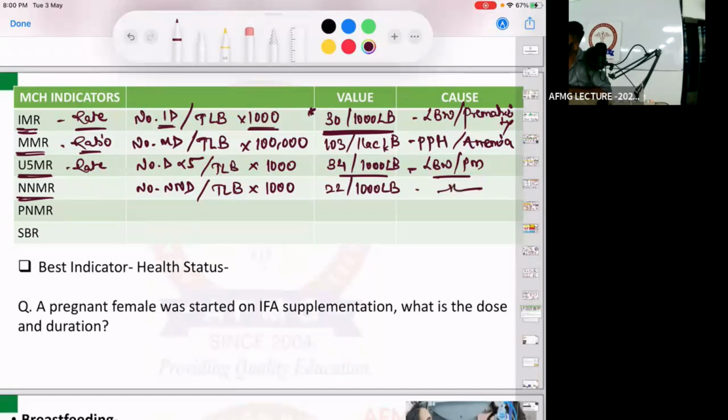Cause is again the same, that is low birth weight and prematurity. So majority of the infant deaths usually occur from the first month of life, that is neonatal mortality.